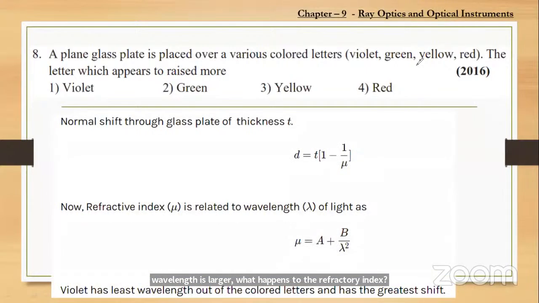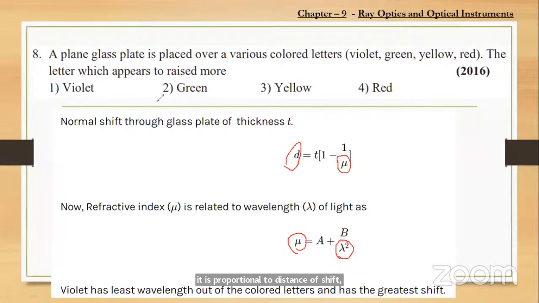What happens to the refractive index? See, wavelength and refractive index are inversely proportional. So that's why, if you are going to consider the thickness of the medium, how is it proportional to the distance of shift, the lateral shift?